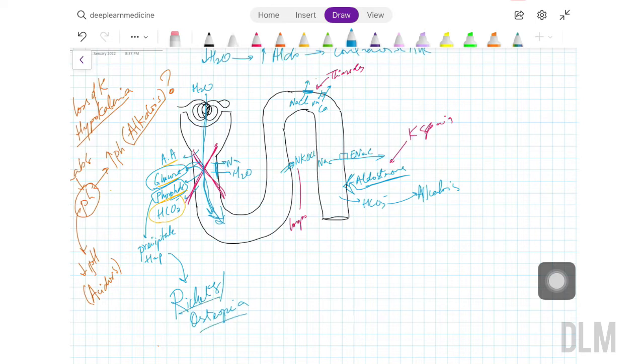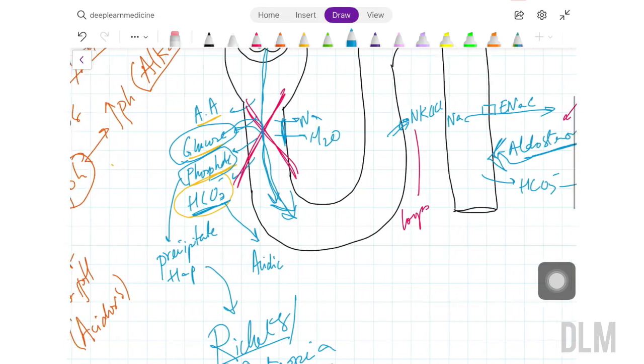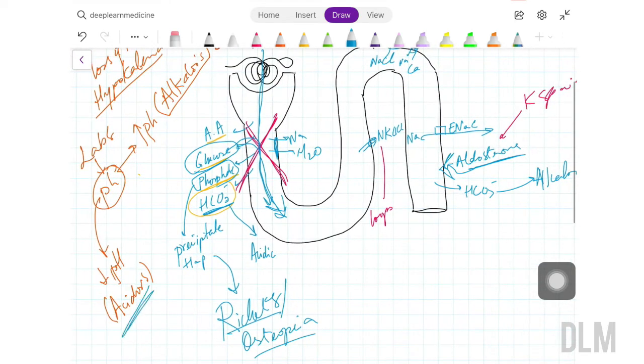depletion. What would happen if you cannot reabsorb bicarbonate in this instance? Well, if you cannot reabsorb bicarbonates, you would lose all of them in the urine, and ultimately the pH of the body would become more acidic, right? So, what do we call when we have an acidic pH? Well, it's called metabolic acidosis.